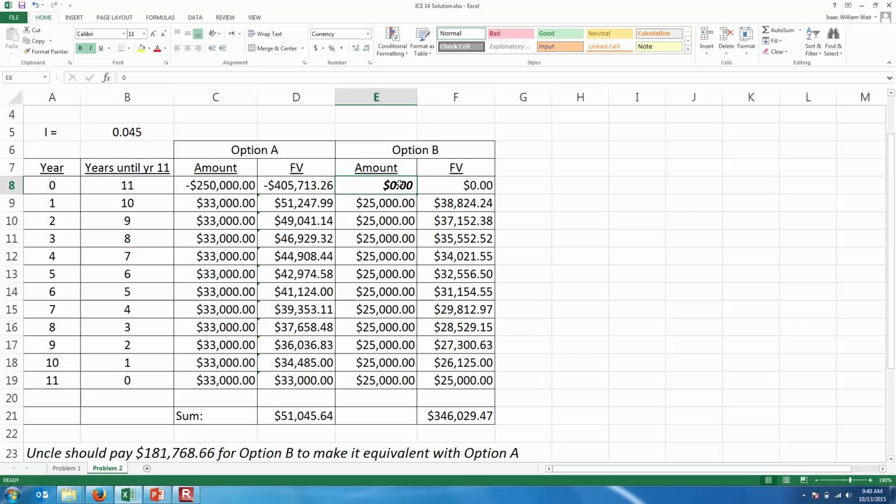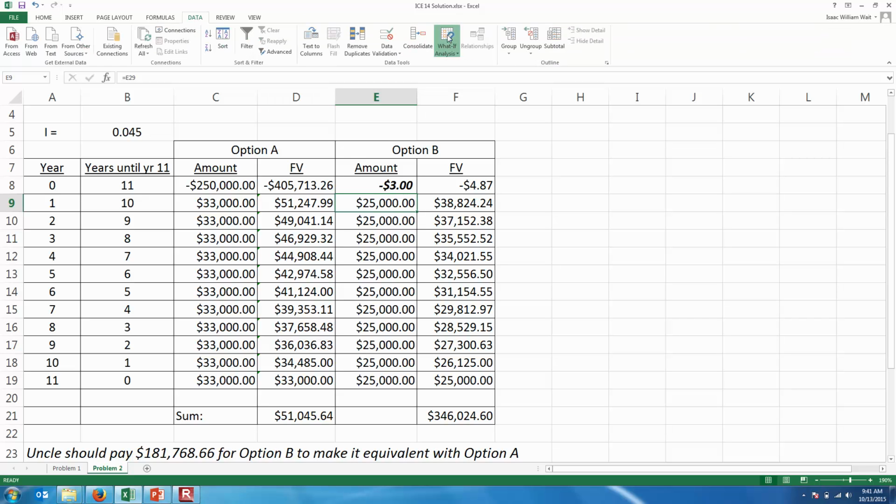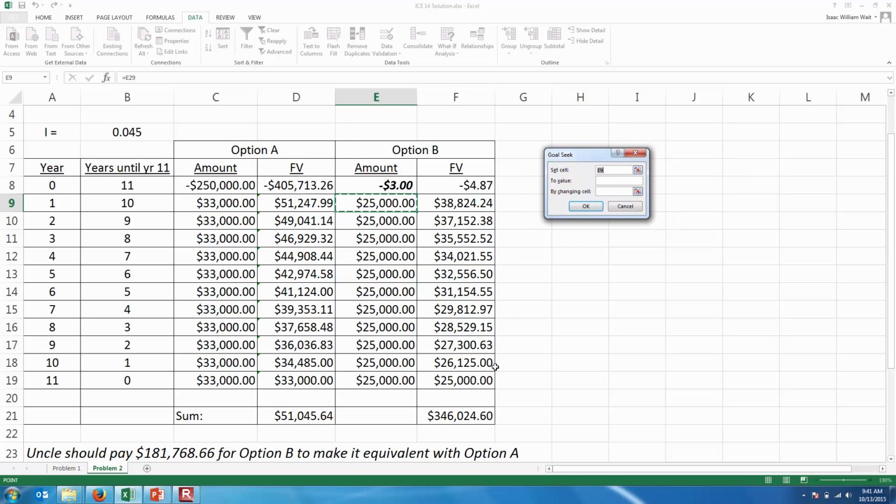Should your uncle pay $1? No, they're still not equal. Should your uncle pay $2? That's still, they're not equal. We could be here all day if I just typed in the amounts $1 at a time. So instead, we go to Data, What If Analysis, GoalSeek, and our goal is that we want this cell to be equal to 51045.64. That's our goal. And the changing, we want it to change the amount.